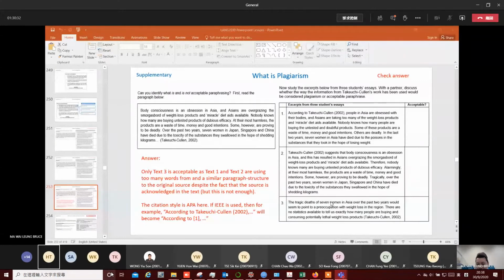The tragic death of 7 women in Asia over the past 2 years would seem to point to a preoccupation with weight loss in the region. There are no statistics available to tell us exactly how many people are buying and consuming potentially lethal weight loss products. So we see this is overhauled. Overhauled means 改頭換面. Learn this phrase. This is overhauled. Not only using other words, not using the same words, but also we see a new structure. And also we see that the paraphrase is shorter than the original. Okay, any questions?